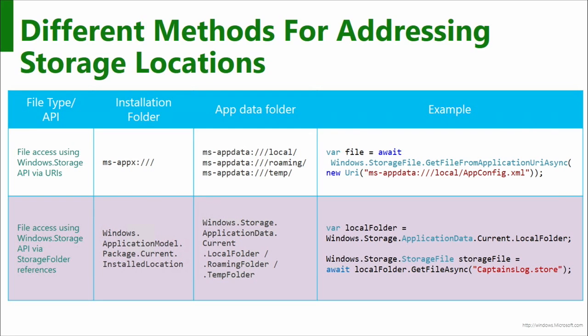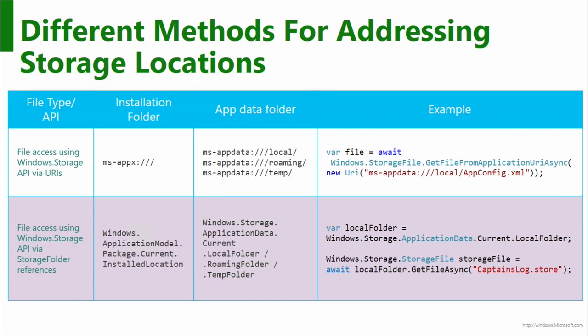So there's a kind of virtual file system that the app looks at. For the installation folder, there are two ways of looking at it. There's a direct API access through the application model, Package.Current.InstalledLocation. So that's the Windows.Storage APIs.